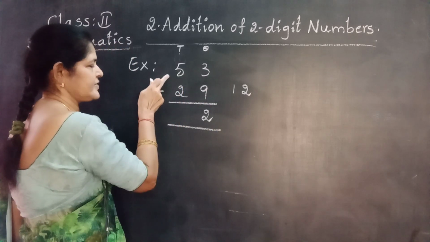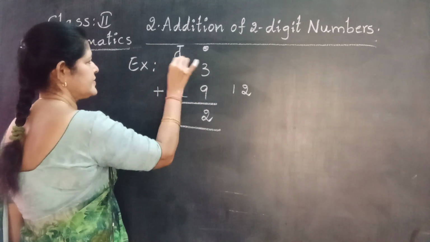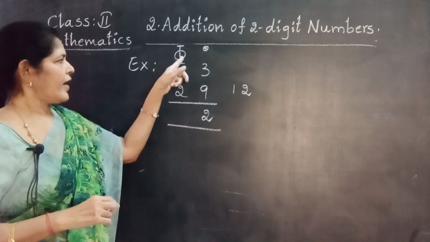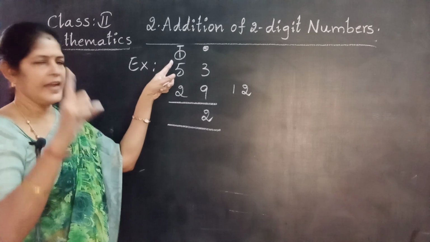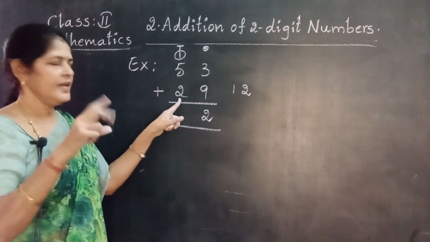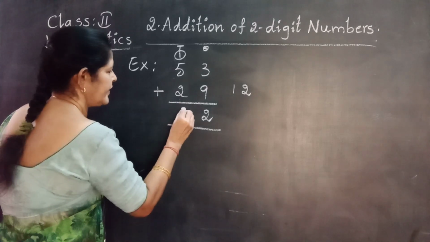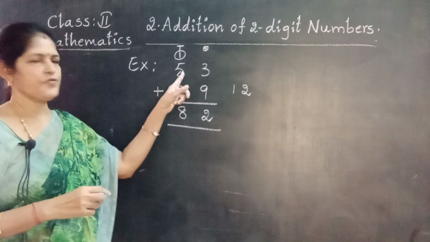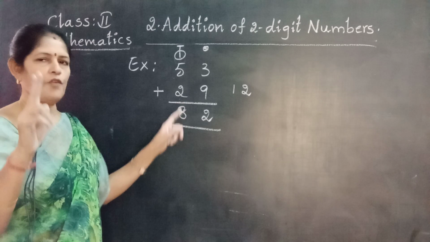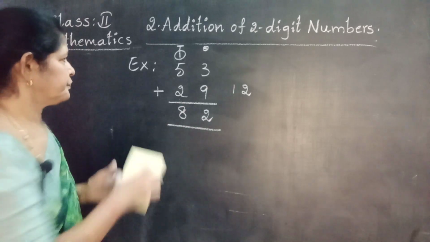This is the tens place. Write this 1 above 5. Circle this number. Now 1 plus 5 plus 2. Take 1 finger. 5 after 6. 6 in the mind. Take 2 fingers. 6 after 7, 8. 82. Another example.